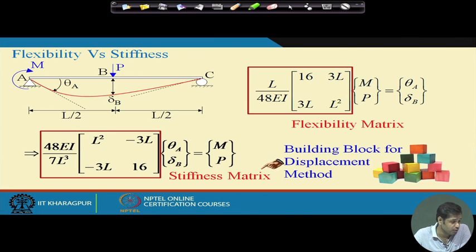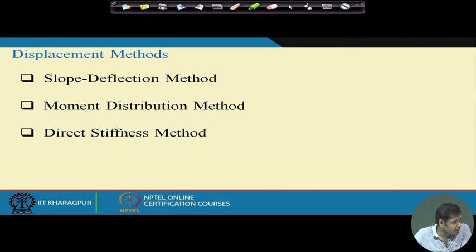Now, before we introduce the displacement method, there are a few concepts which we will be using, which are very important in the displacement method. Before that, there are three major displacement based methods we will be studying in this course: the slope deflection method, the moment distribution method, and the direct stiffness method. Details of these methods we will see as we derive them and apply them to different problems.